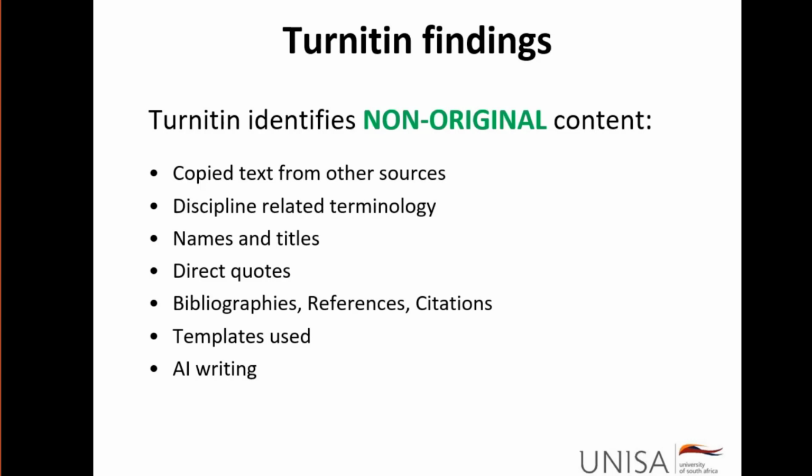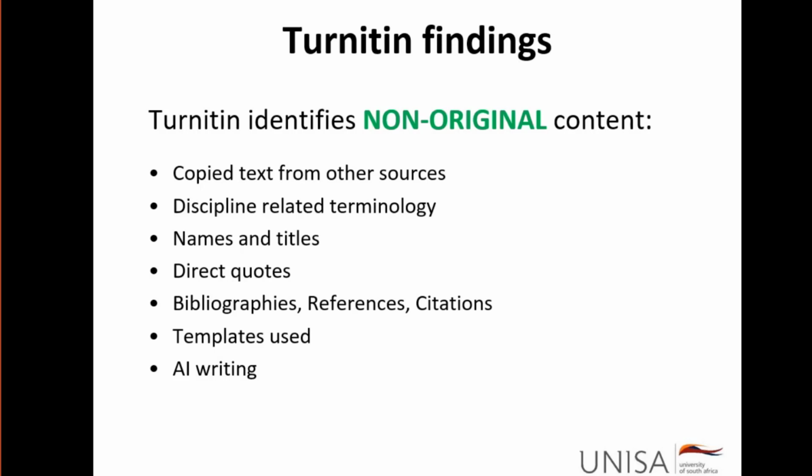Now for the Turnitin findings, Turnitin identifies non-original content. So everything in the submission which is not original would be identified, and this includes copied text from other sources, discipline-related terminology that you might use, names and titles, direct quotes, bibliographies, references, citations, templates used, and even AI writing. That which is not original would be identified by Turnitin, but it doesn't mean that it's necessarily plagiarism. That's why this is not called a plagiarism report. Turnitin checks originality. It does not check plagiarism as such.